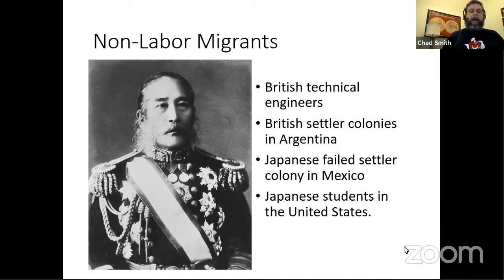And while they played a major role in the Mexican economy and Mexican agriculture, they failed to establish a full-blown settler colony. Another example of non-labor migrants is students going to study the culture, and not just study math and science, but also to study the culture and bring back both social, cultural, and political ideas. One of the most famous examples of this is Japanese students who traveled to the United States in order to participate in studies.